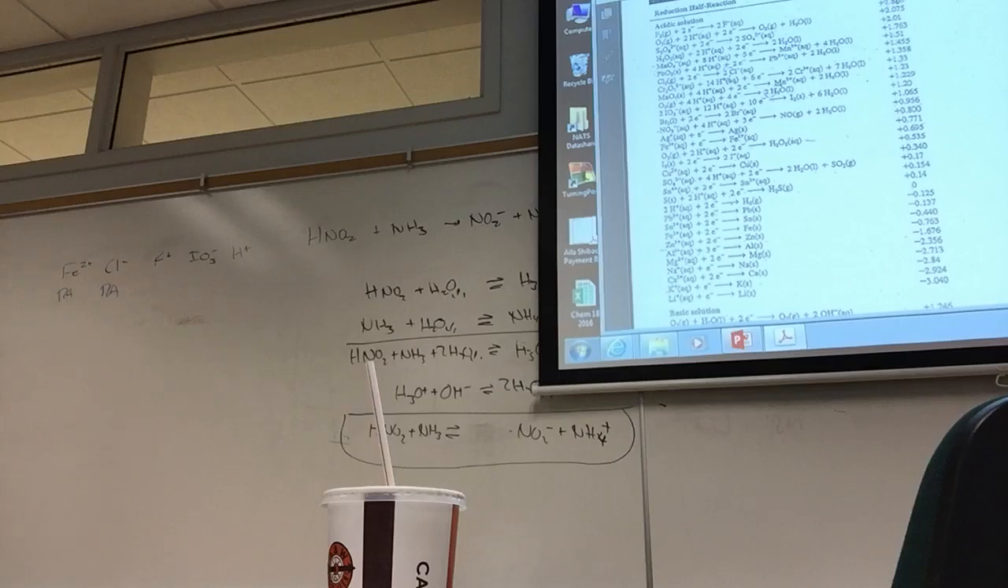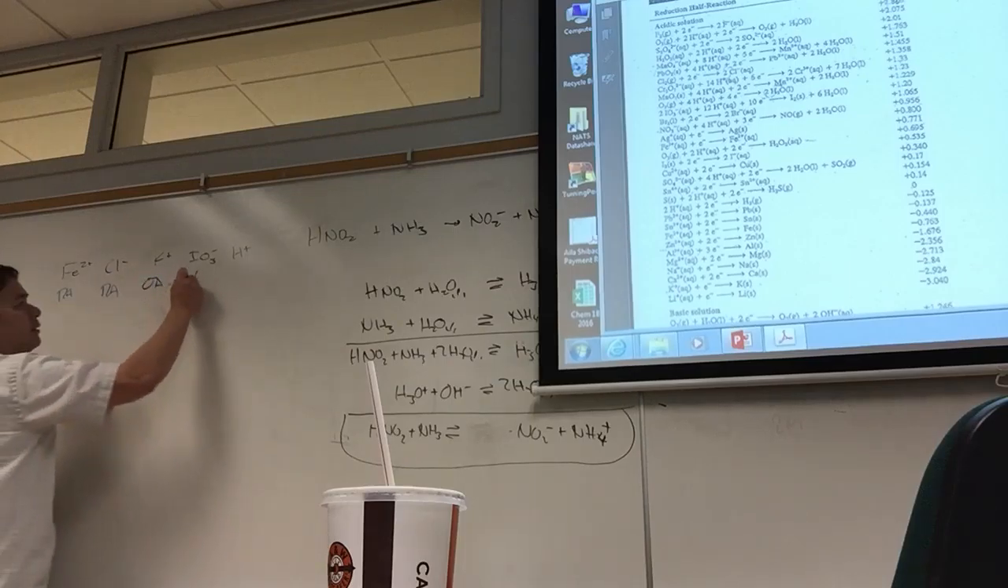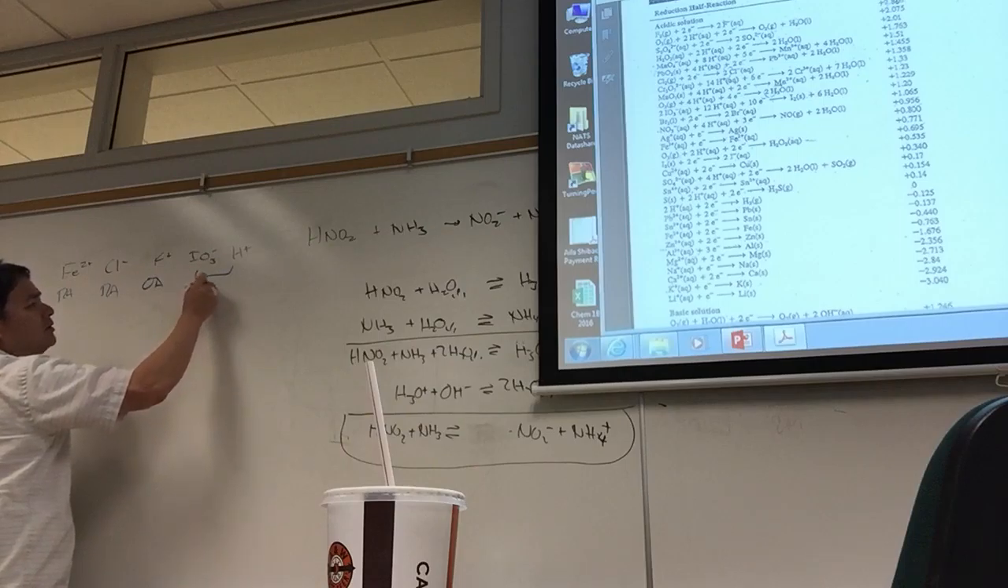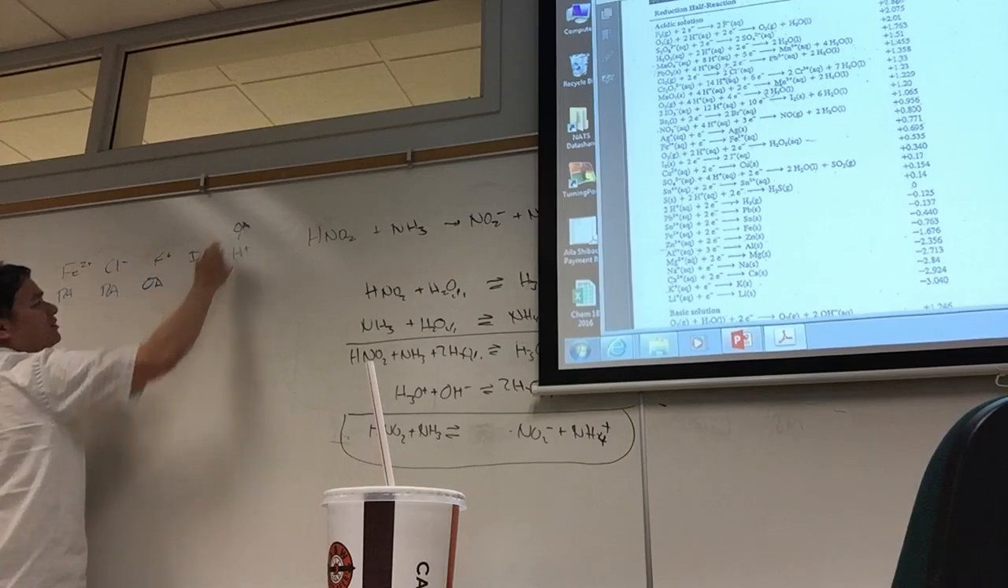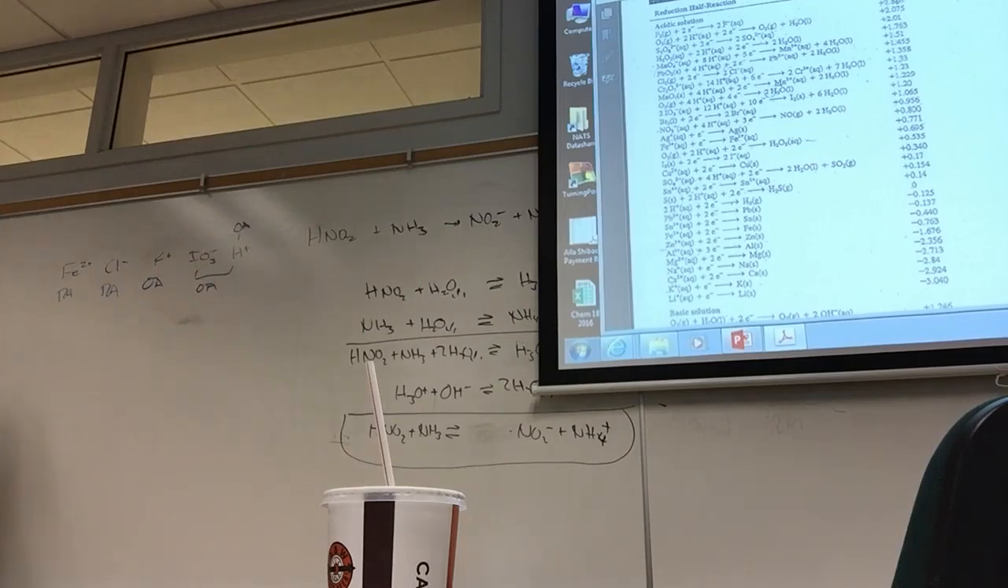Potassium ion. It's on the left side, so it's an oxidizing agent. Iodate. It's an OA, but we need H+, so we'll link them together. And then H+ alone is an oxidizer. Fe2 plus can go either way, so it's on both sides. So we'll write OA and RA. All the others are just on one side.